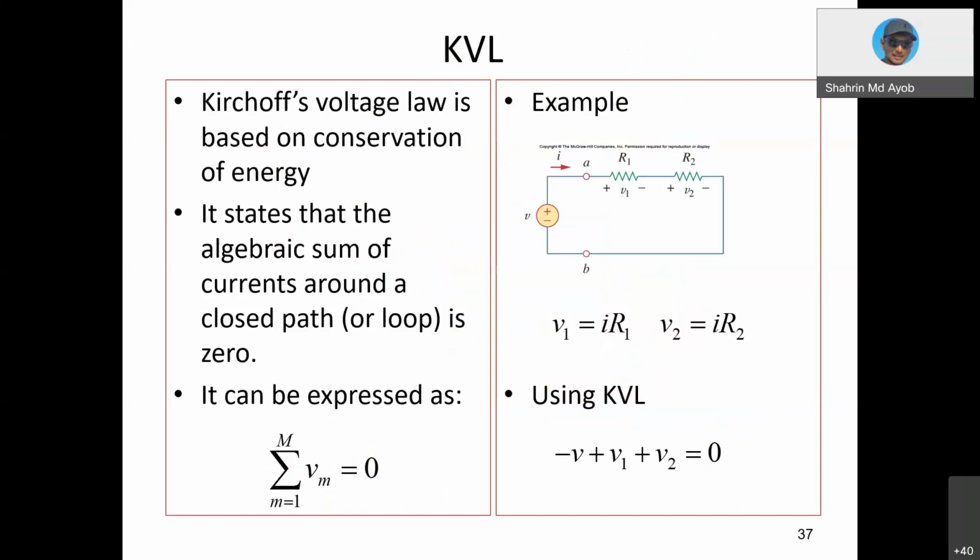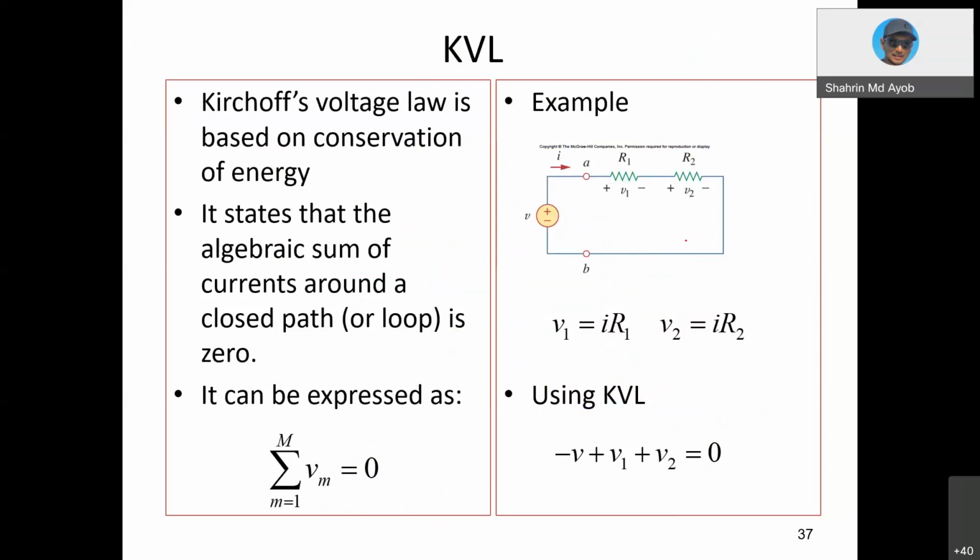Okay, right now we go for the KVL. The KVL states that the summation of all the voltage inside a closed loop circuit must equal to 0. For example, in this circuit, we have a voltage source and then we have a resistor that absorbs the voltage.